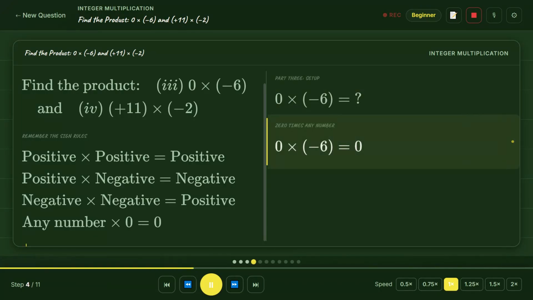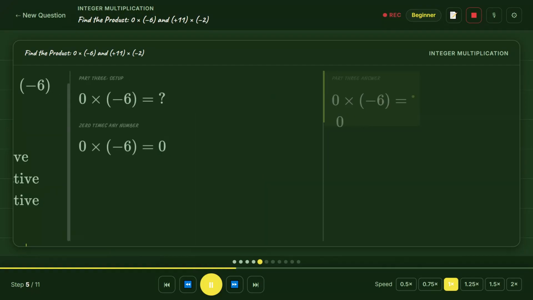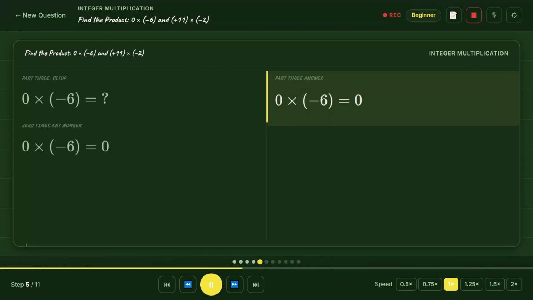Remember our magic rule? Any number times 0 is always 0. It doesn't matter if the other number is big or small, positive or negative. If 0 is there, the answer is 0. So the answer to part 3 is 0. That was super easy. Now let's move on to part 4.